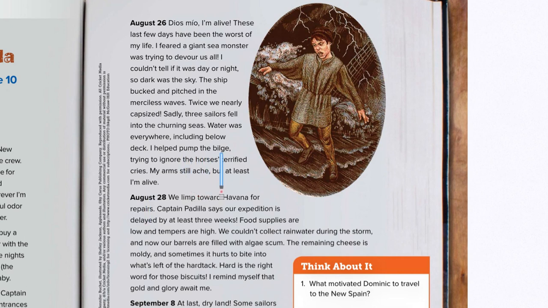So a bilge or a bilge pump would be a pump that the ships have below deck, and it would pump out the water. So any water that was getting into the ship that could potentially sink it, these men would pump it up and down with their arms, and it would suck in the water that's in the ship and push it out over the deck back into the ocean.